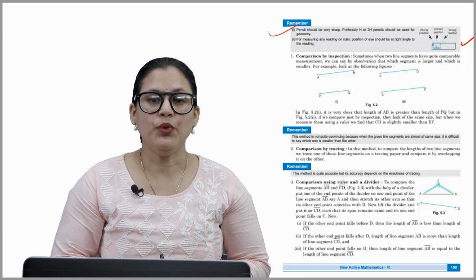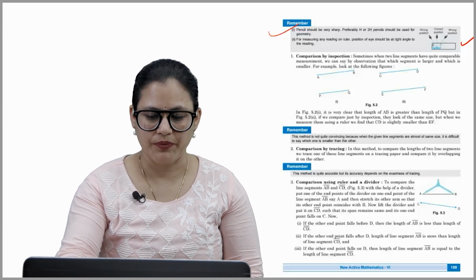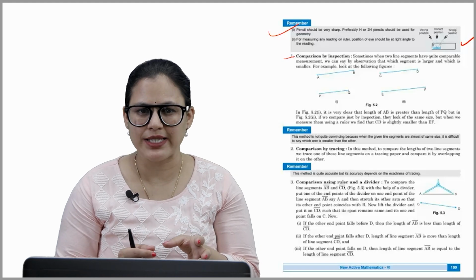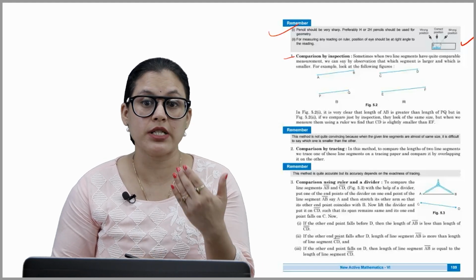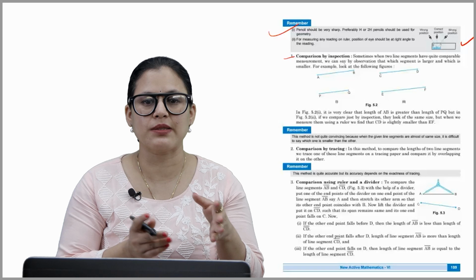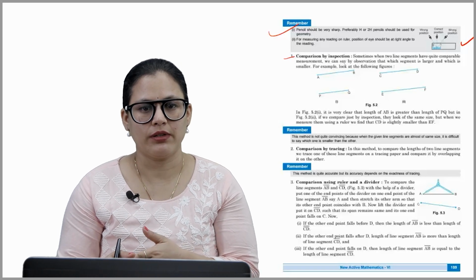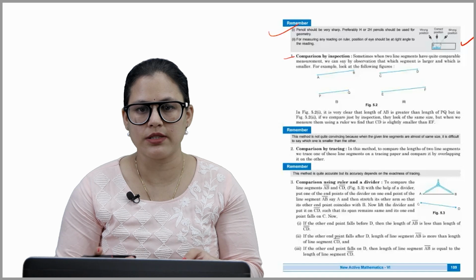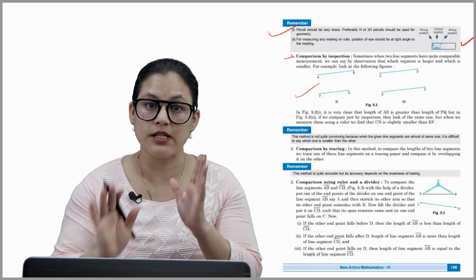Number one, comparison by inspection. Sometimes when two line segments have quite comparable measurement, we can say by observation which segment is larger and which is smaller. Look at the following. In figure 5.2(i), it is very clear that length of AB is greater than length of PQ. Obviously, it is very obvious.